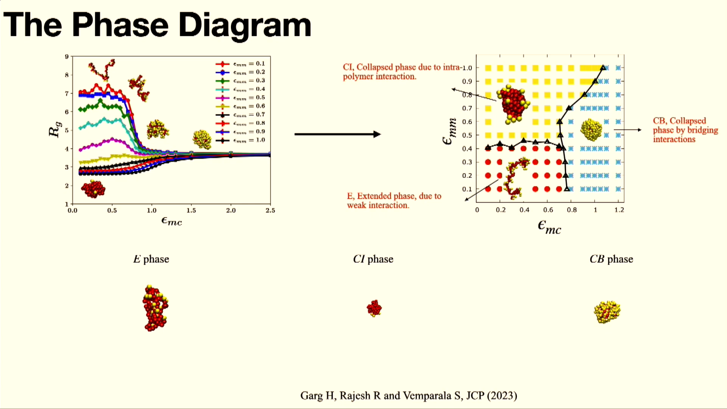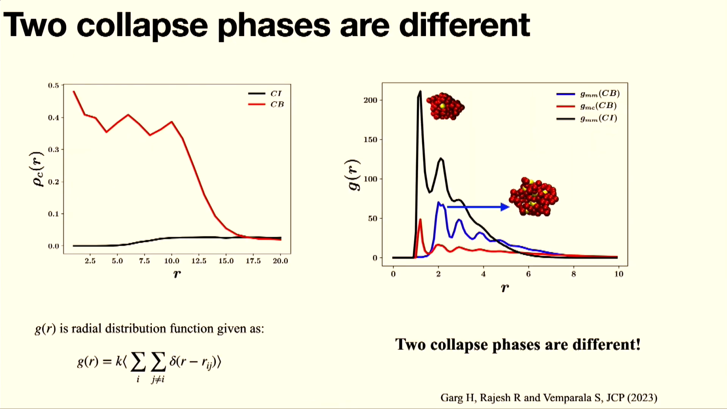So even though both collapse phases are the same, we are saying they are two different phases, CI and CB, because they may both be collapsed, but they're structurally quite different. You can see from here, the black and the red curve shows that this is the CI phase, totally determined by the monomer-monomer attraction. We see there are no Crowders inside this. So this y-axis is the density profile of the Crowders.